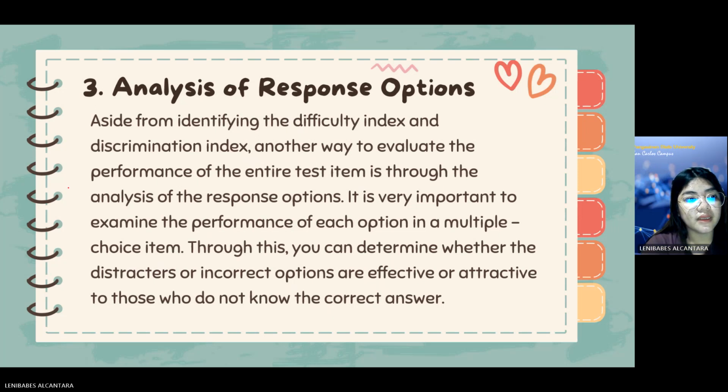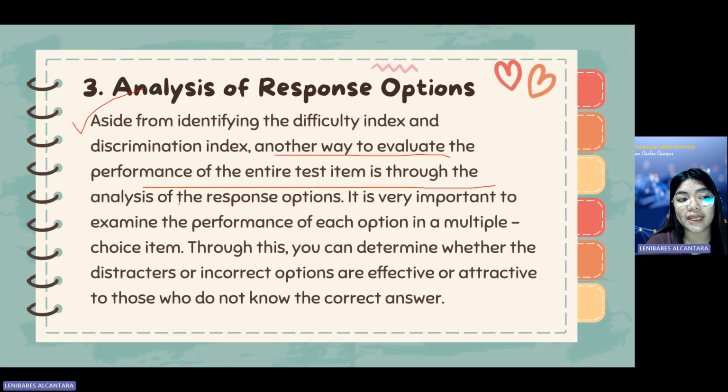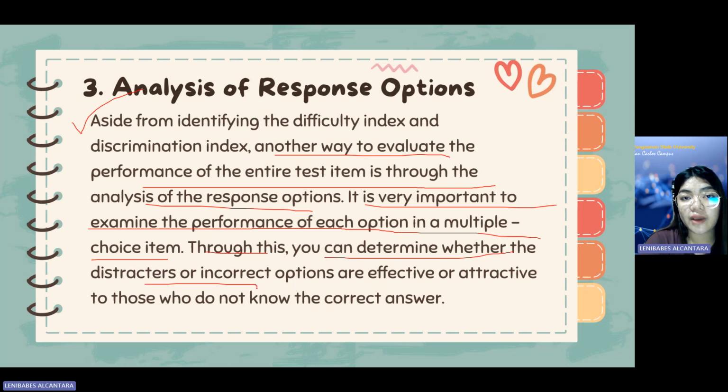Okay? Now, aside from identifying the difficulty index and discrimination index, another way to evaluate the performance of the entire test item is through the analysis of the response options. It is very important to examine the performance of each option in a multiple choice item. Through this, you can determine whether the distractors or incorrect options are effective or attractive to those who do not know the correct answer. Okay?